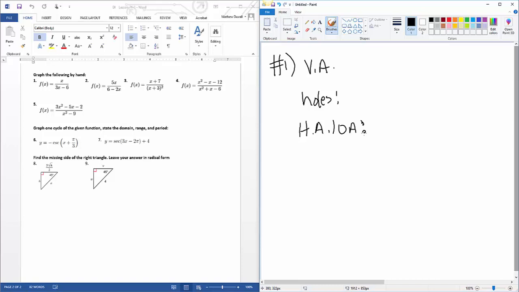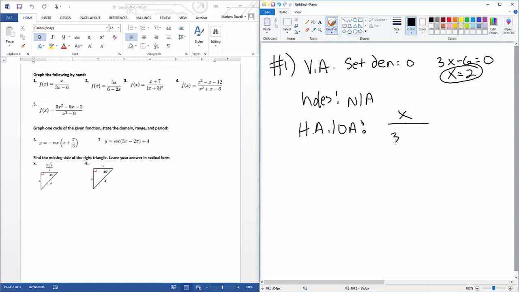So the first, vertical asymptotes, you set the denominator equal to 0. And then you solve for it. So 3x minus 6 equals 0. Add 6, divide by 3, get x equals 2. If I plug that 2 back in, I do not get 0 over 0, and so I don't have any holes.